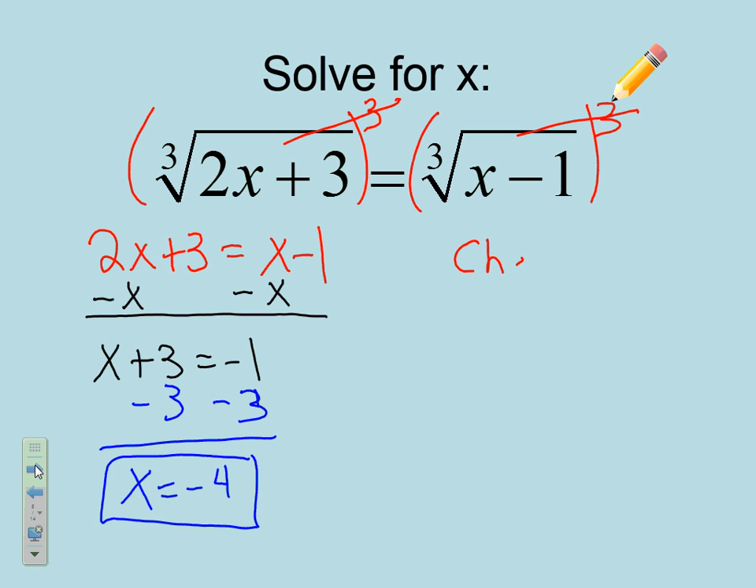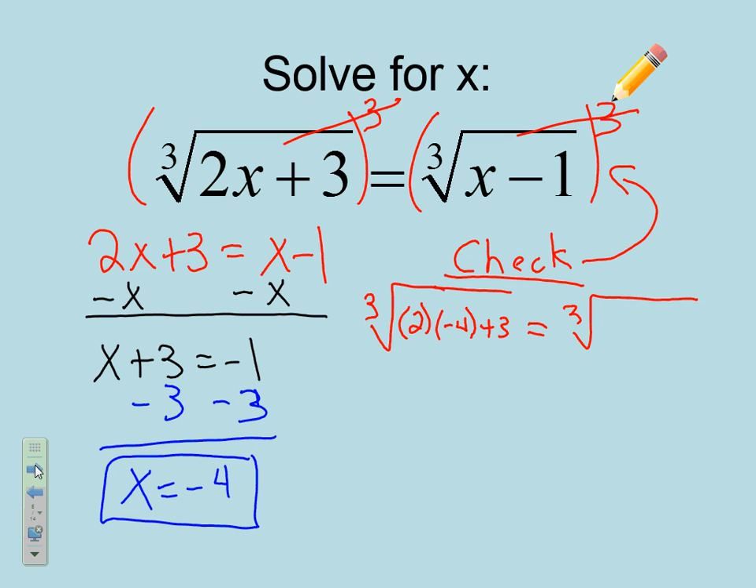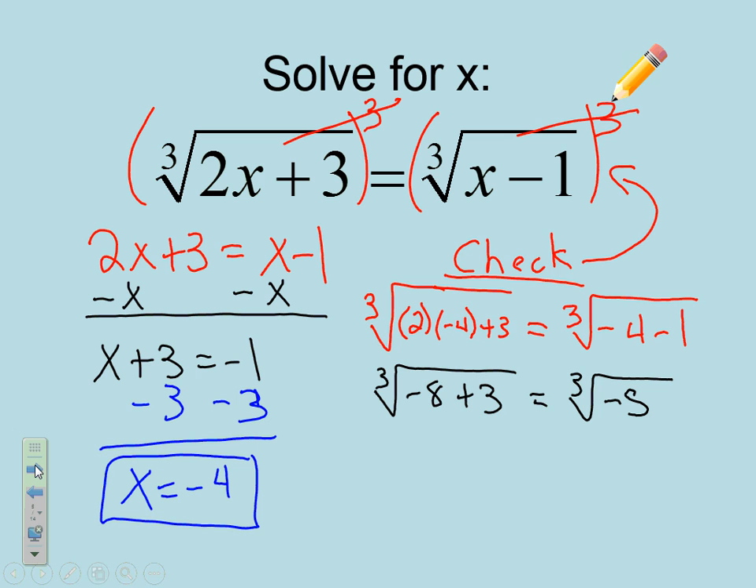So, we're going to check this one, plug it into the original problem. This original problem, we have cube root of 2 times -4 plus 3 equals the cube root of -4 minus 1. Over here, we're going to get the cube root of negative 8 plus 3 equals the cube root of negative 5. Can continue to simplify over here.